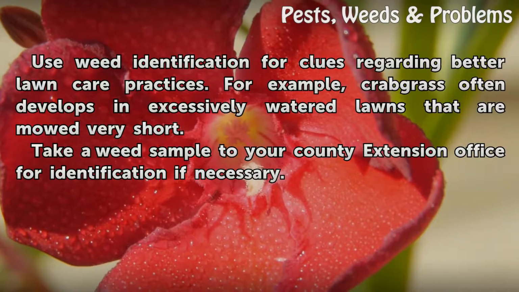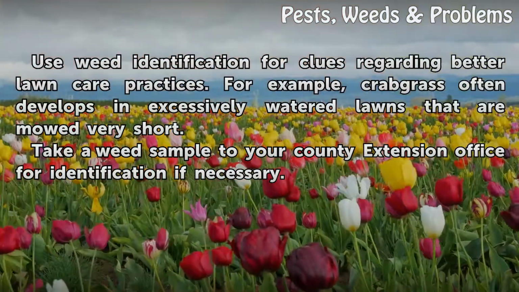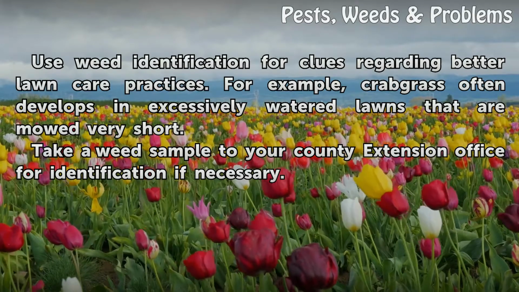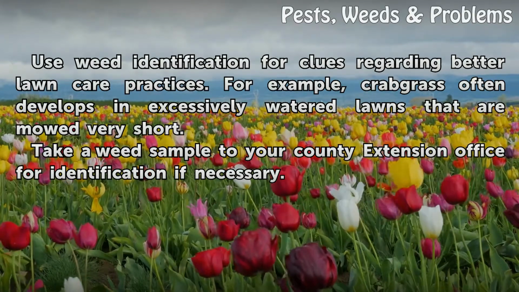Use weed identification for clues regarding better lawn care practices. For example, crabgrass often develops in excessively watered lawns that are mowed very short. Take a weed sample to your county extension office for identification if necessary.